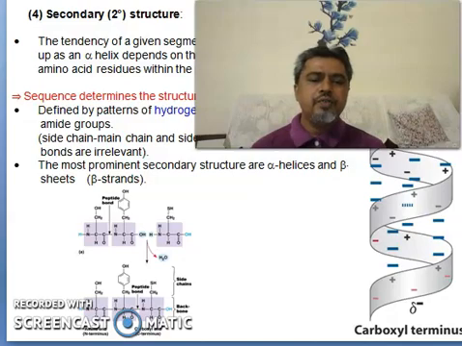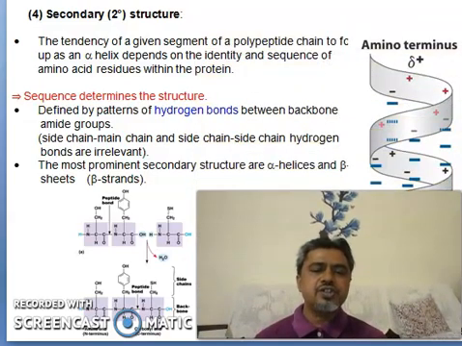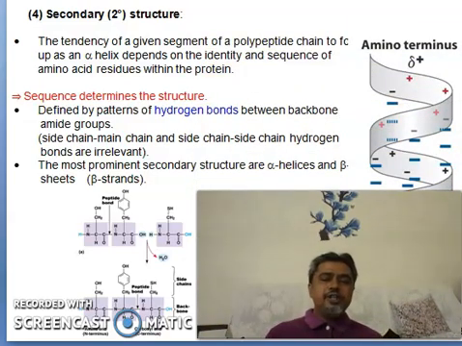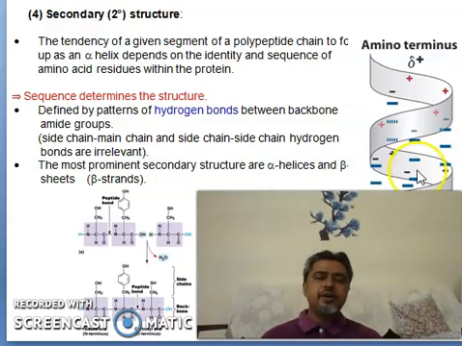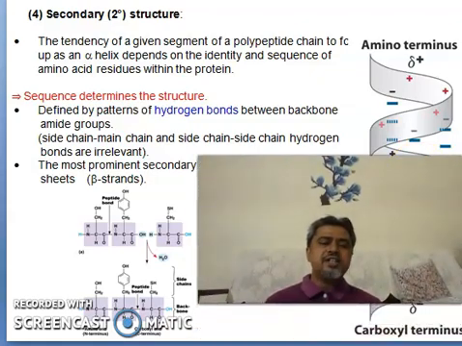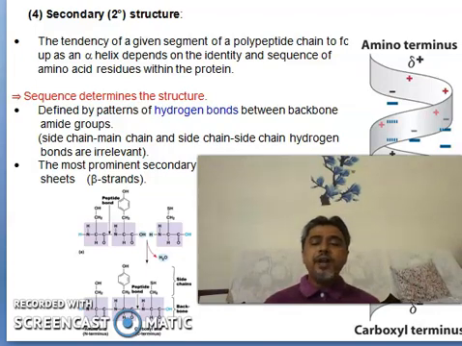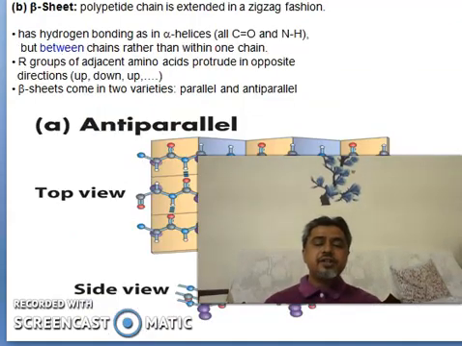And now we will see how the secondary structure is formed and what its termini are. There is an amino terminus and a carboxyl terminus, and a defined pattern of hydrogen bonds between the amide groups. The most prominent secondary structures are the alpha helix and beta pleated sheets, as I said in the previous slide. So these are the secondary structures.